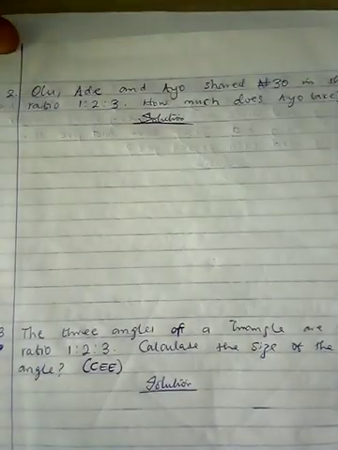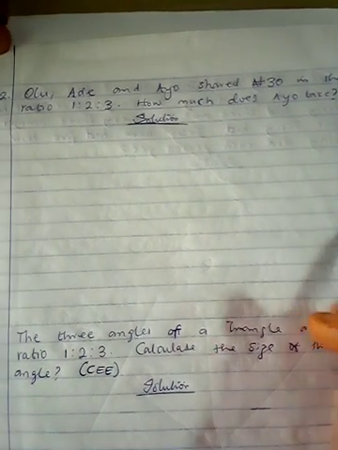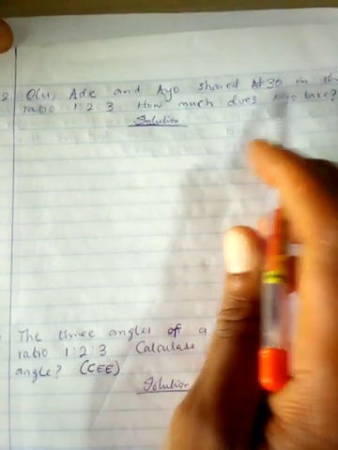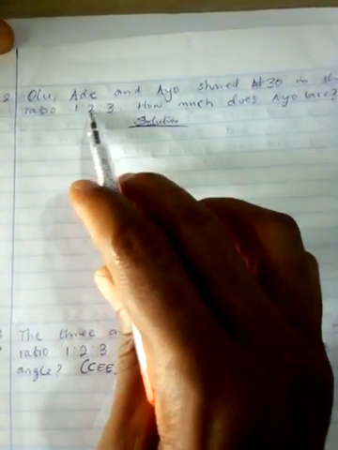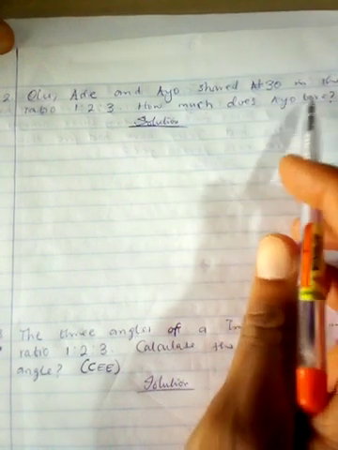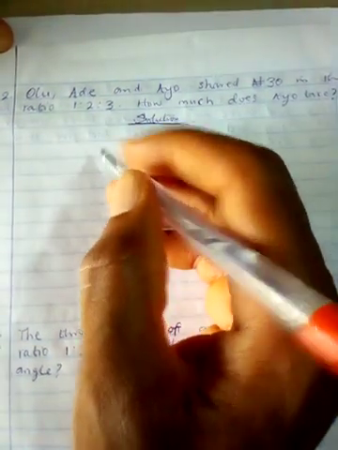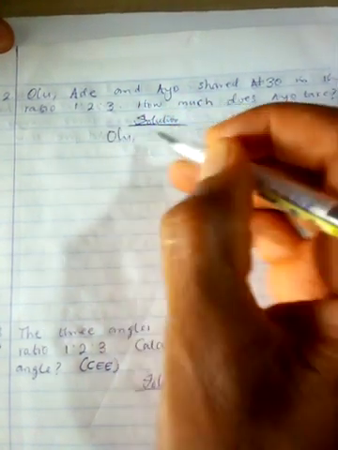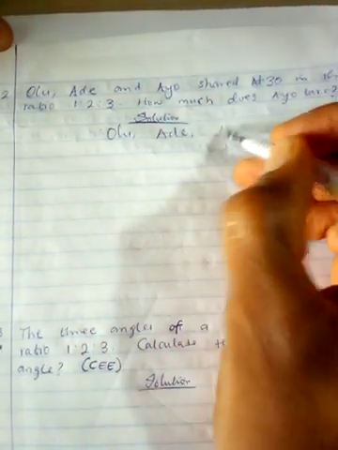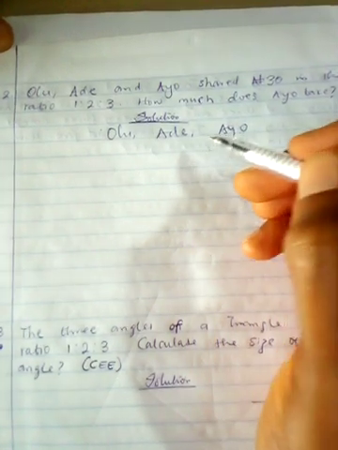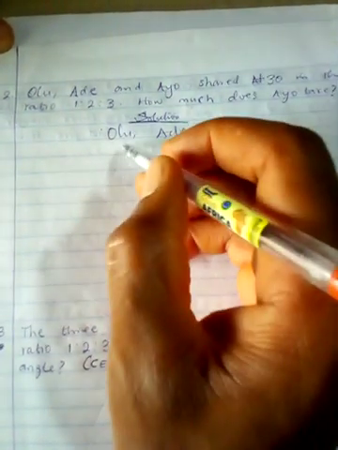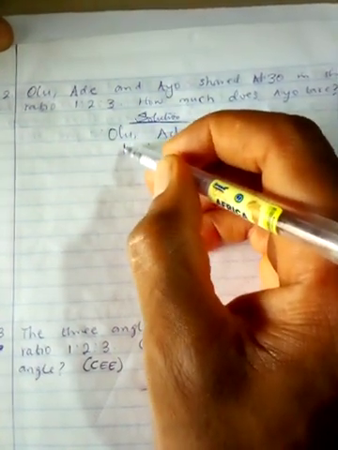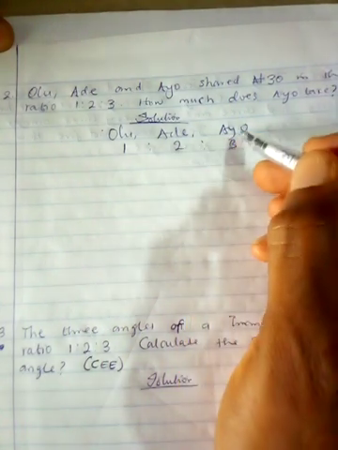Now we go to question 2. Question 2 says Olu, Ade, and Ayo shared 30 naira in the ratio 1 to 2 to 3. How much does Ayo take? Now we are dealing with 3 sharers: Olu, Ade, and Ayo. They are sharing this amount of money in the ratio of 1 to 2 to 3. That means Olu's ratio is 1, Ade's ratio is 2, and Ayo's ratio is 3.